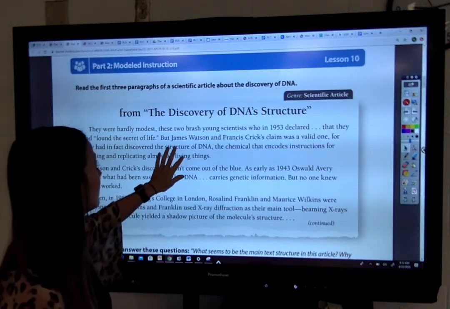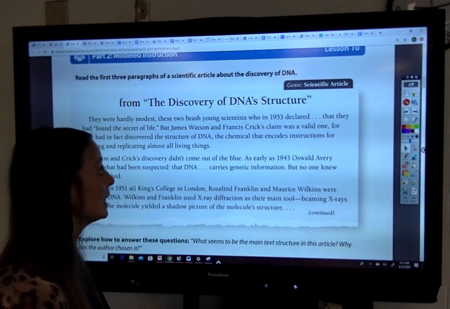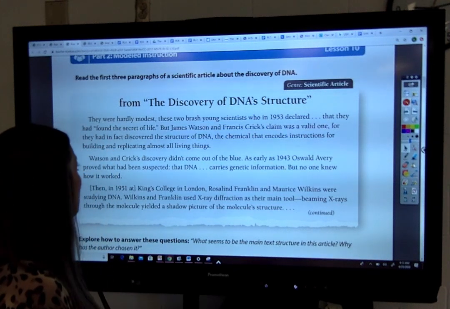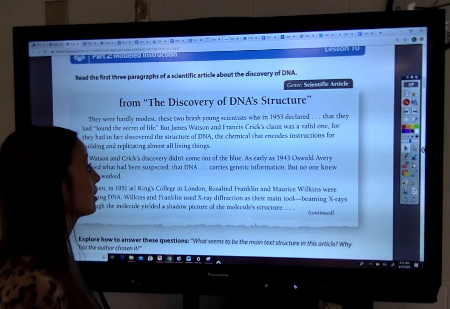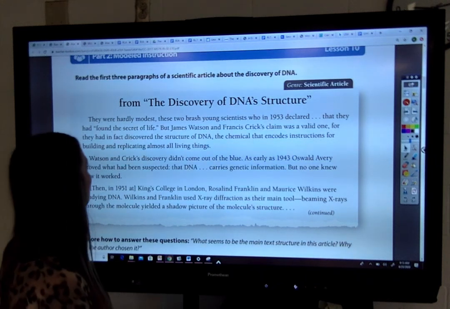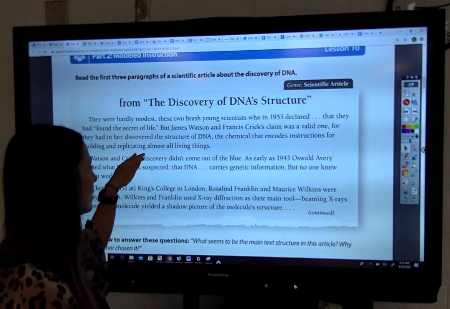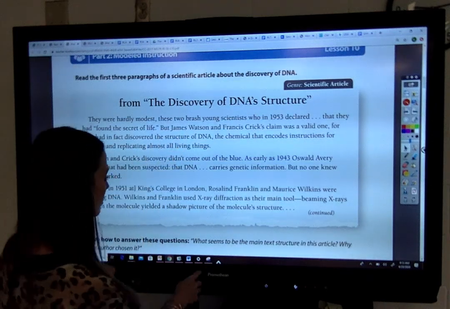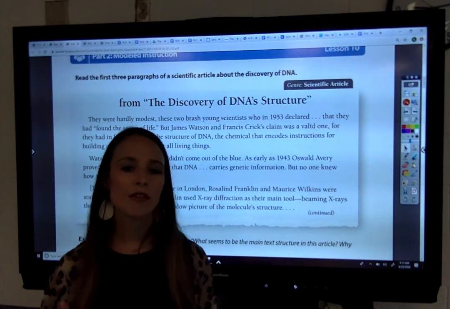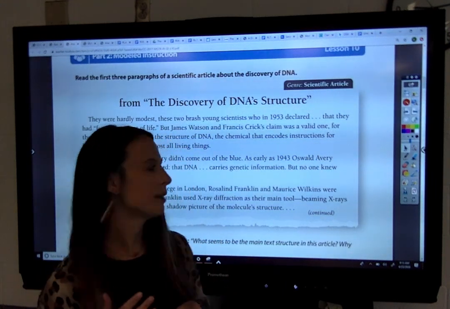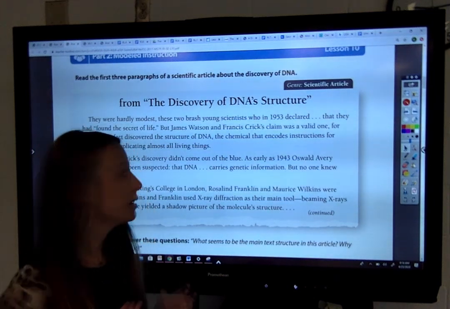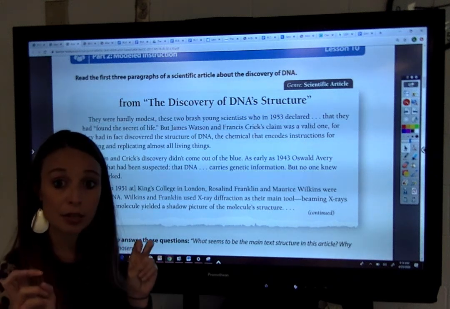This passage is the discovery of DNA's structure. So let's look at it. They were hardly modest, these two brash young scientists, who in 1953 declared that they had found the secret of life. Now, first of all, if they were hardly modest, that means they weren't modest. So this word right here is very important, brash. If they were brash, that means they were bold, they were confident, almost to the point of being cocky and arrogant. They were very arrogant scientists. And they thought they had discovered the secret of life.